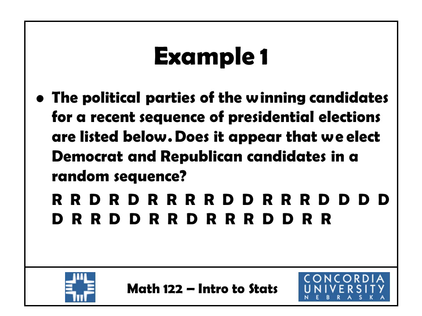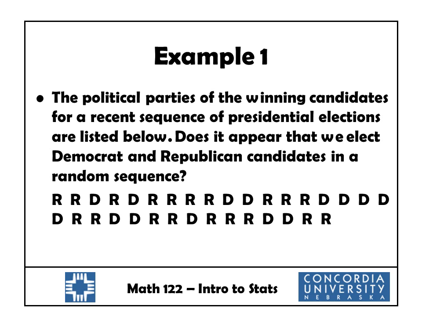Let's illustrate this with another example. The political parties of the winning candidates for a recent sequence of presidential elections are listed below. Does it appear that we elect Democrat and Republican candidates in a random sequence? So for the first election, Republican won. The second, Republican won. And the third, a Democrat won. Fourth, a Republican won, etc.